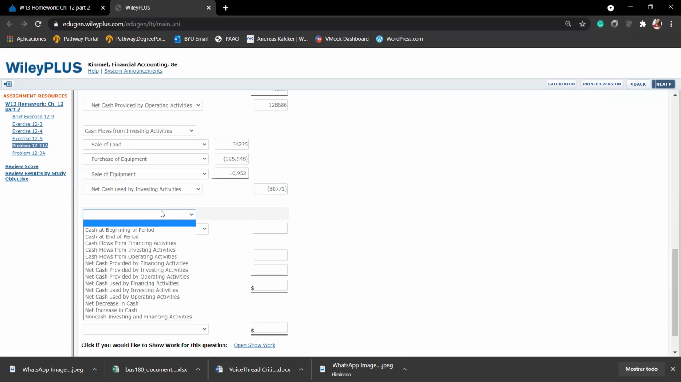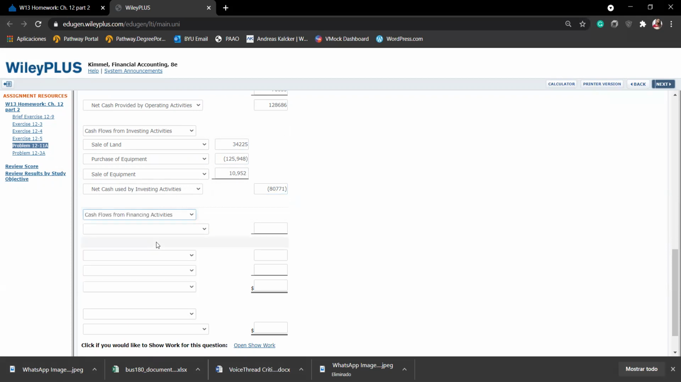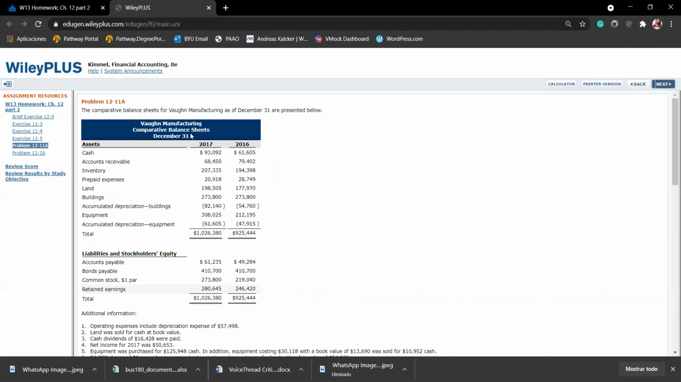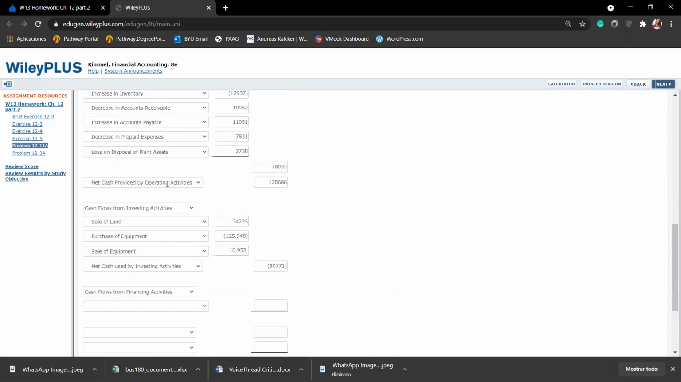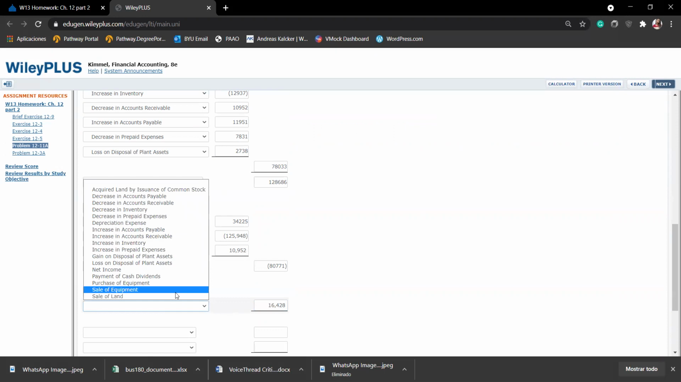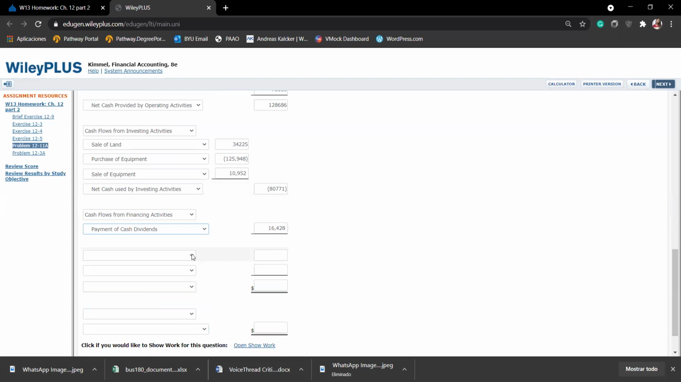Finally, we have cash flow from financing activities. And the only financing activity we find here in the balance sheet and in the additional information is number 3, because we talked about depreciation, land, net income, equipment, land again. So what we have left is cash dividends. So we are going to copy this amount, paste it here, and we look for payment of cash dividends. Okay.